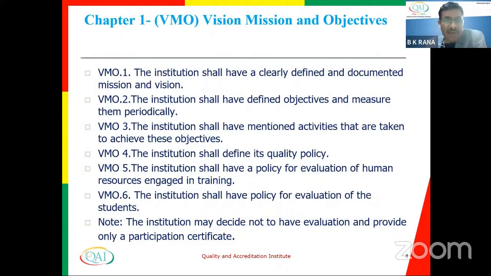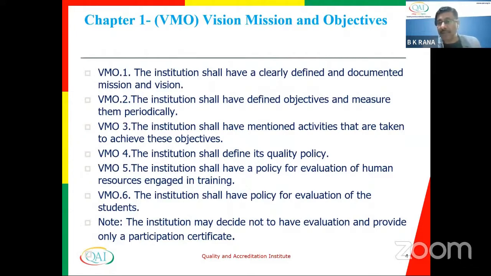So the first chapter is about vision, mission, and objectives, which provides direction to any training program, and it's very clearly laid out that the training programs which are not covered under regulatory requirement like CCIM are actually targeted under this scheme. So the first criterion is that the institution. That means wherever the word institution comes, it means the training provider for the specific training course. Institution shall have a clearly defined and documented vision and mission.